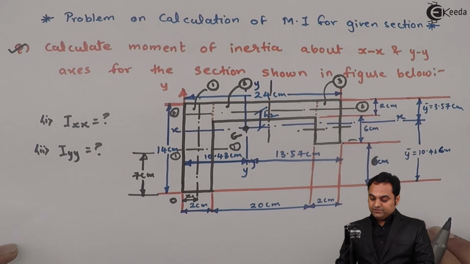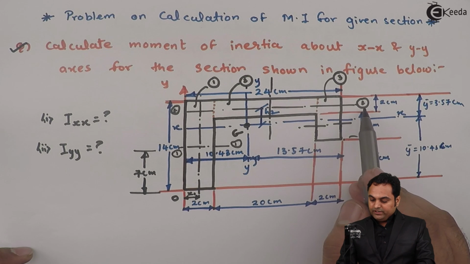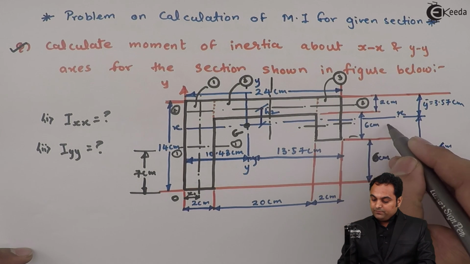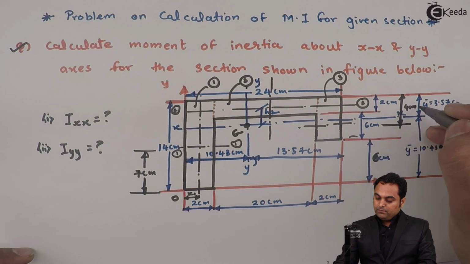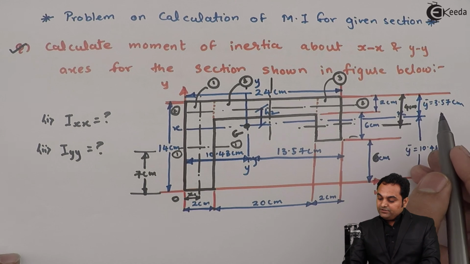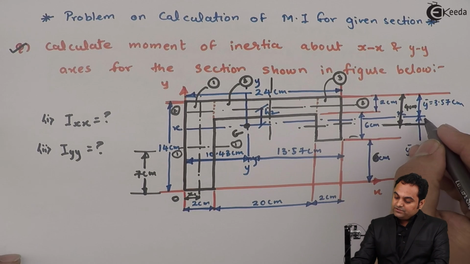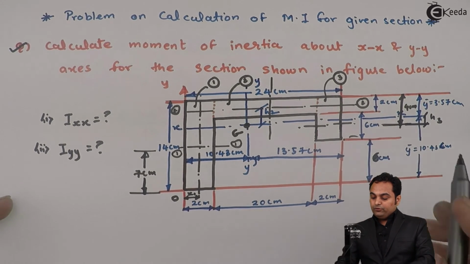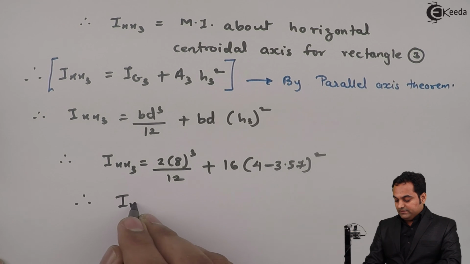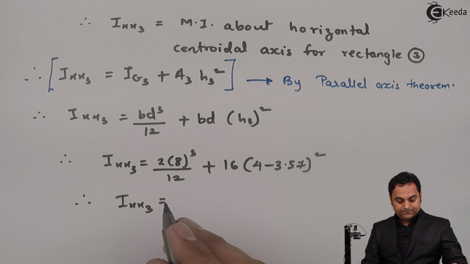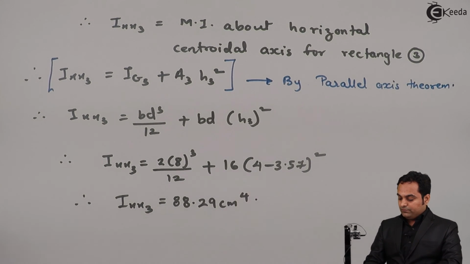h3 is the distance between the x-axis for rectangle 3, that is at 4 centimeter distance from top, but the x-axis of the complete section is at 3.57 distance. So there is a distance between the two axes, and this distance is called h3. So it is 4 minus 3.57. So here I get Ixx3, whose value is 88.29 centimeter raised to 4.